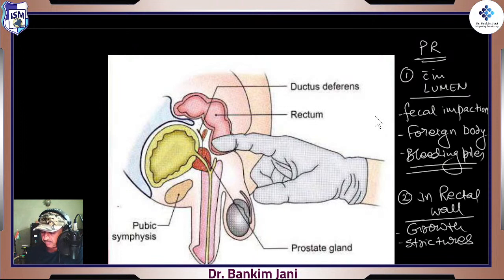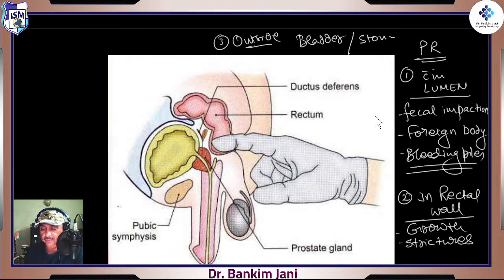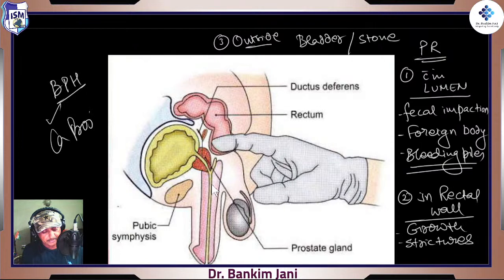Or nothing in the lumen, nothing in the rectal wall, then outside the rectum. That is where the bladder is, right? Is there any stone in the bladder, or any stone in the lower ureter? That can be examined. So these are some of the basic things which can be examined. And yesterday what we were discussing, benign prostatic hyperplasia, even that, and CA prostate, even that can be examined.